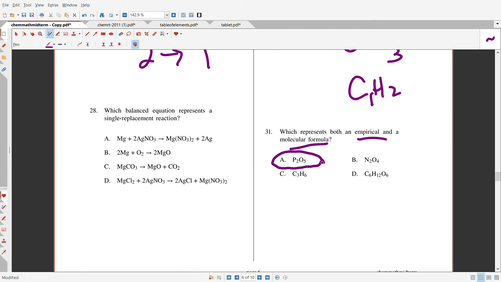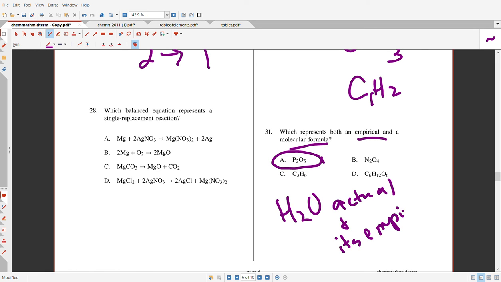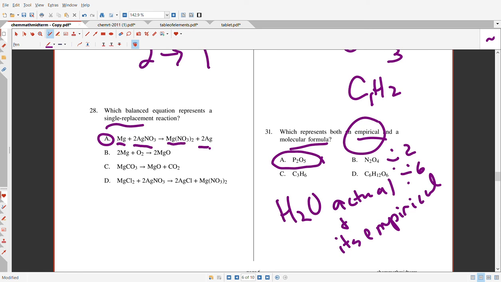So if it's empirical, it has to be the most reduced. It's like water. Water is the actual, so it's the molecular, and it's empirical. But if they say which is empirical and molecular, you're just really looking for empirical. Because this guy could be divided by 2. Here you could divide by 6. Single replacement, I'm looking for 2 things on each side. And it's A because you have an element and a compound element.